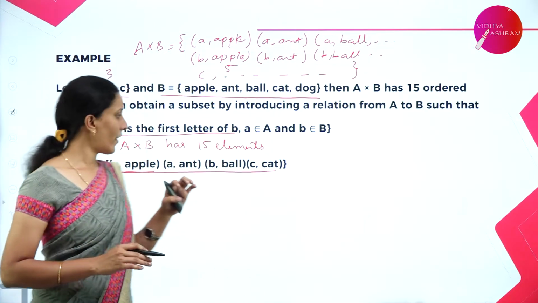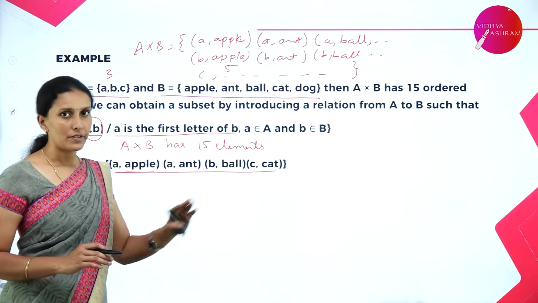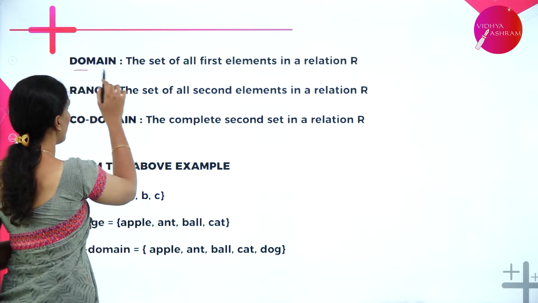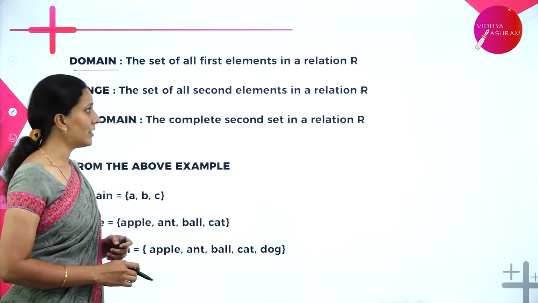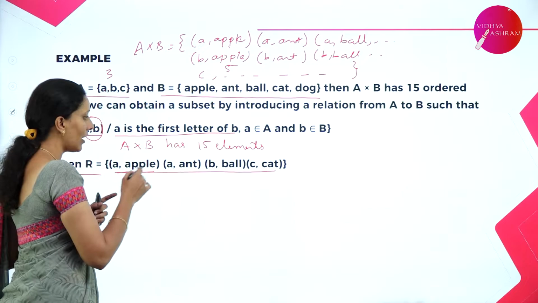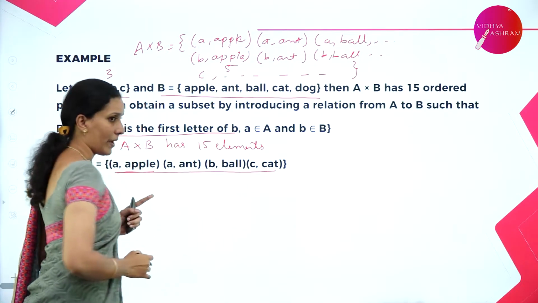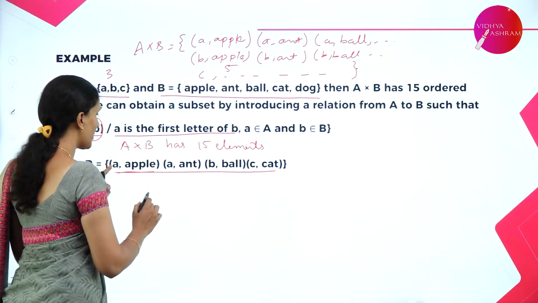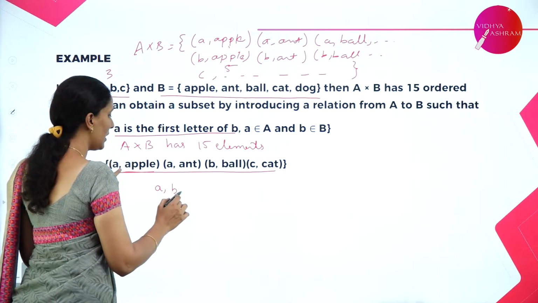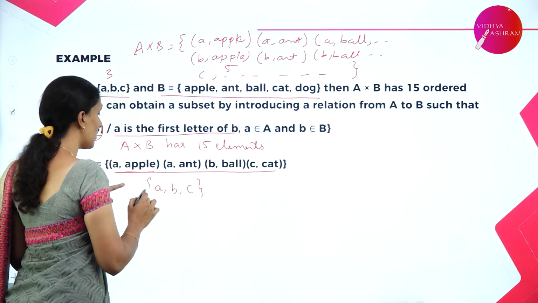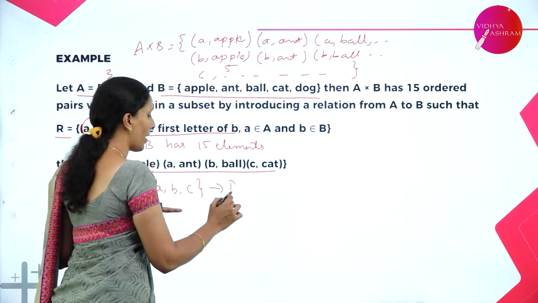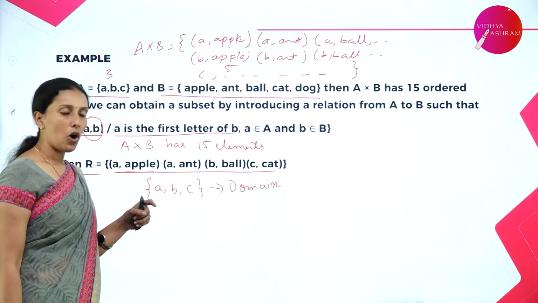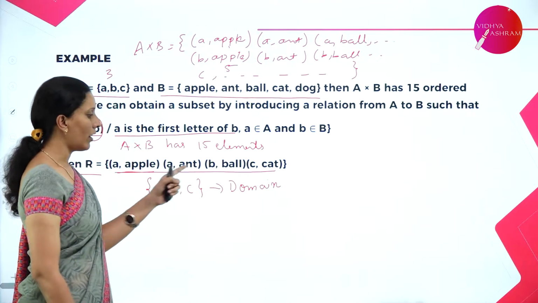Now, after writing the relation set, we have a few more terms to be recognized. The first thing is domain. So when you write the relation set, here there are 4 ordered pairs. In all the ordered pairs, we have the first element. What are the first elements we have here? That is A, B and C. And all these elements in the form of a set is called the domain. That is, the set of all first elements in the ordered pairs of the relation set is called the domain.